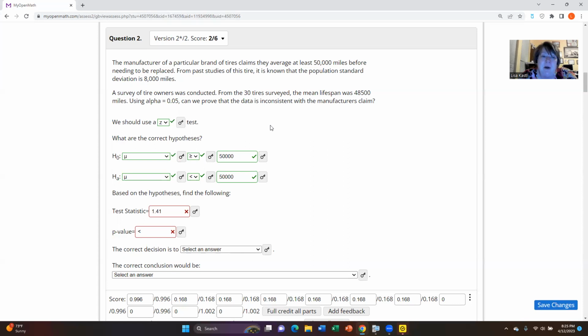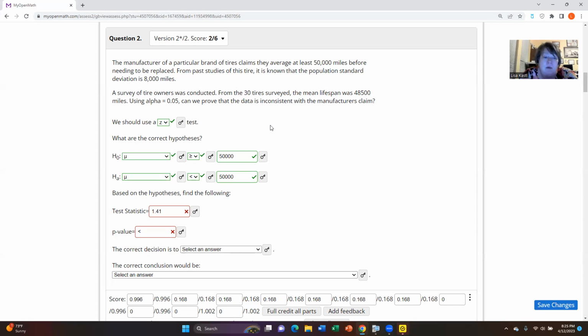A survey of tire owners was conducted. From the 30 tires surveyed, the mean lifespan was 48,500 miles. Use alpha of 0.05. Can we prove that the data is inconsistent with the manufacturer's claim? So it looks like you got the null and alternative hypothesis set up correctly. The null being that the mean is greater than or equal to 50,000, and the alternative is the contradictory, the opposite, so it's less than 50,000.